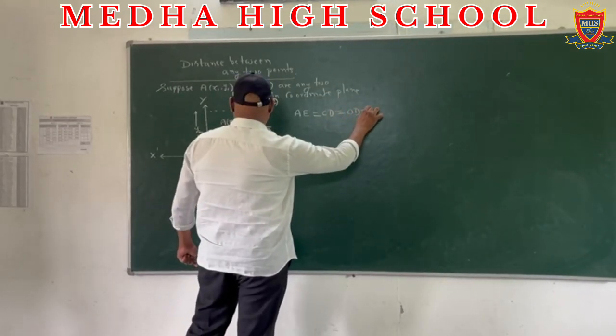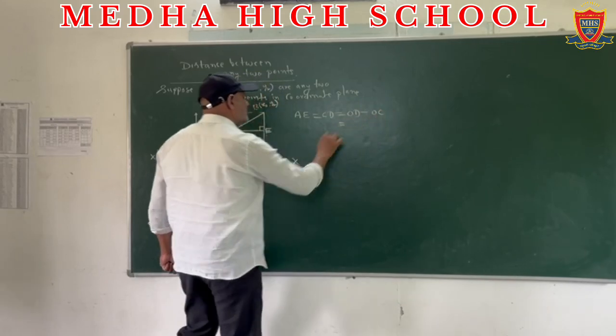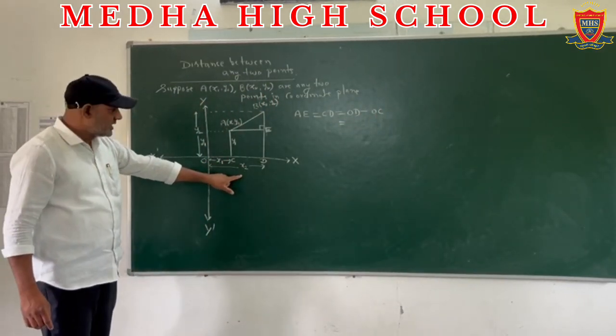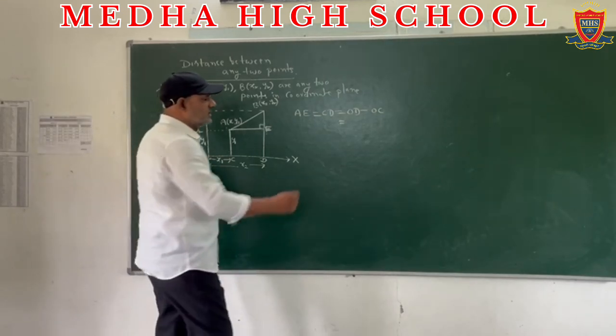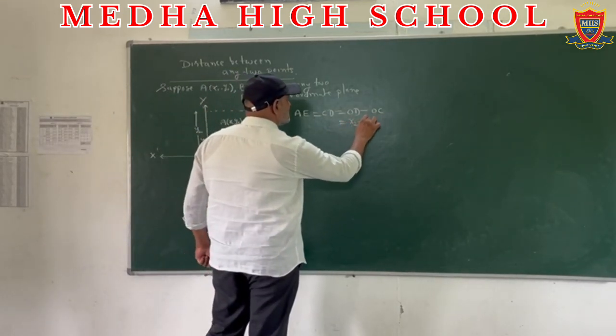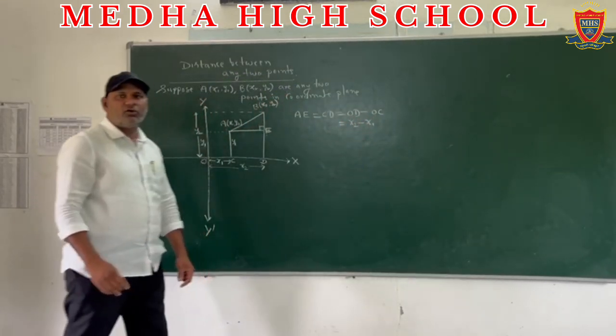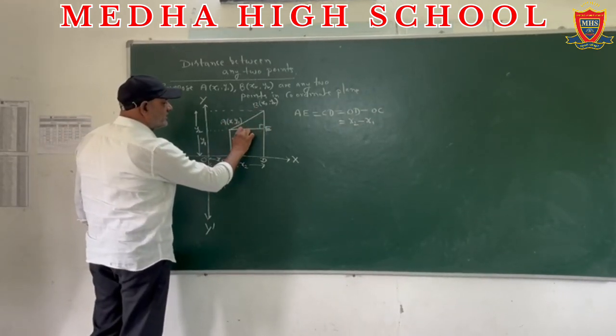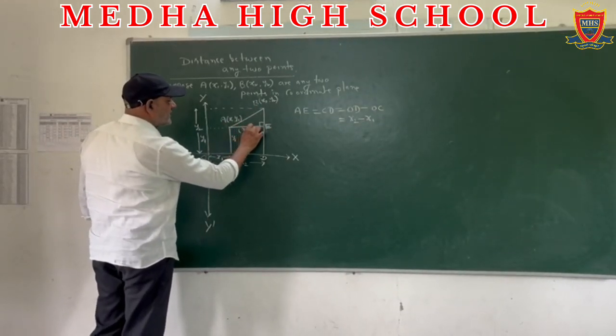So what is this? OD minus OC. OD is x2 and OC is x1. So x2 minus x1. So we got the side in right angle triangle ABE, that is x2 minus x1.